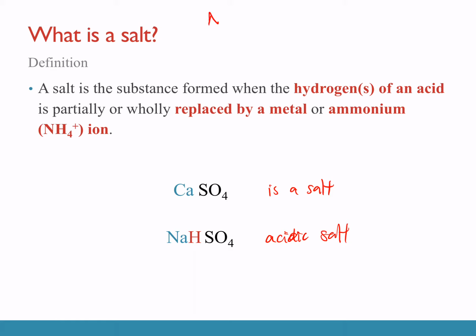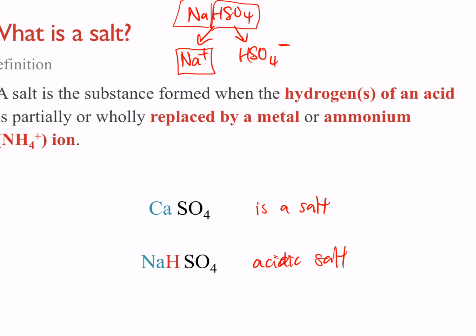Okay, now NaHSO4, I can break it down into your cation and anion as usual, right? So Na is Na plus. What is HSO4? It should have a charge of 1 minus, because Na is only Na plus. There's 1 Na. It means that this whole molecule should be just 1 negative charge. Correct? Okay, now HSO4 can be further broken down into H plus and SO4 2 minus.